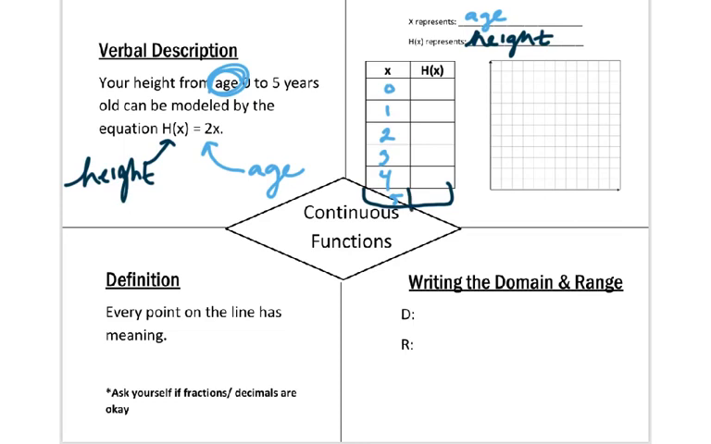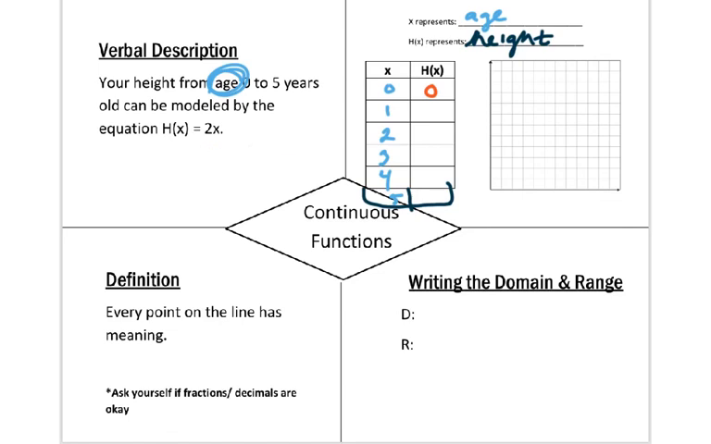There we go. From 0 to 5 years old, so this is my height. In this situation, I am now going to take my x values and plug them into the x value in the equation. So I input my x's, the x is the input. So I have 2 times 0. 2 times 0 equals 0. So obviously when I'm 0 years old, my height is 0.